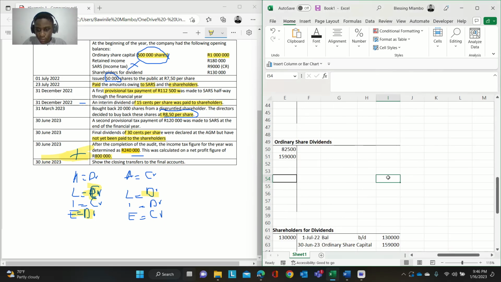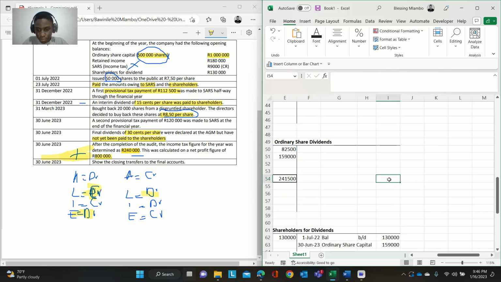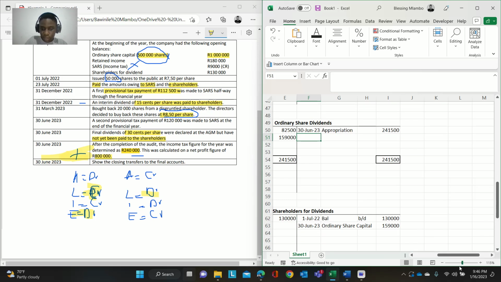So it has a balance, and we're going to take this balance and close it off completely to the appropriation account. When we do this, we're closing this balance off completely and taking it to the appropriation account. So it's going to be left with a balance of 0.